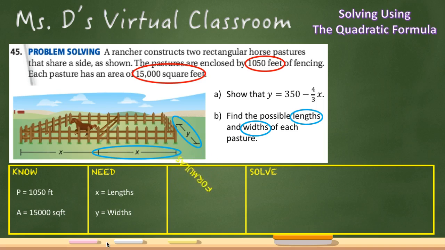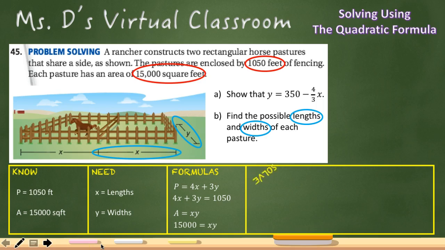Which formulas can you use? Since this problem talks about fencing around a pasture, you can make a perimeter formula to use. There are 4 x sides and 3 y sides, so perimeter is equal to 4x plus 3y. Remember, this all adds up to 1,050 feet. This problem also talks about the area of one pasture, which will be length times width. This is equal to 15,000 square feet.